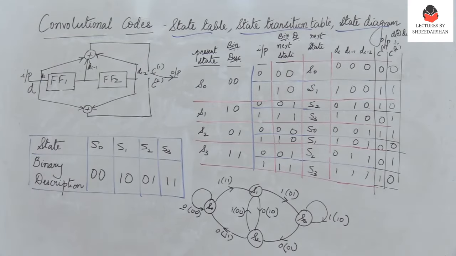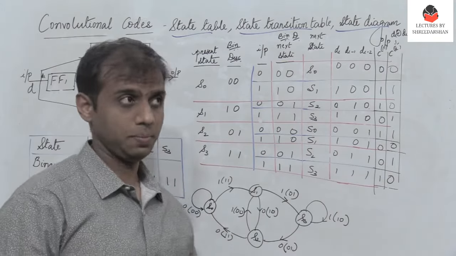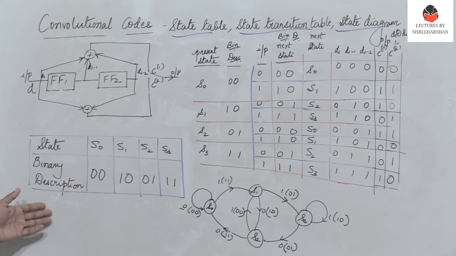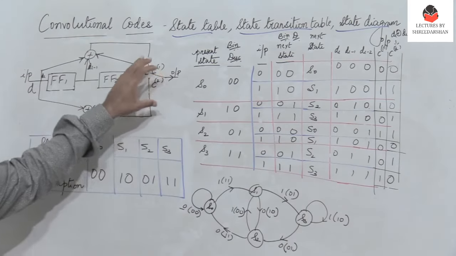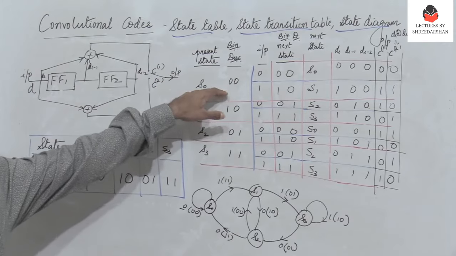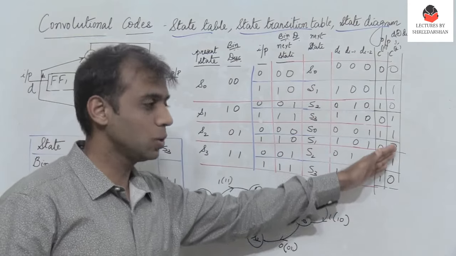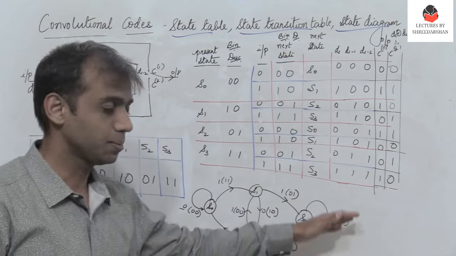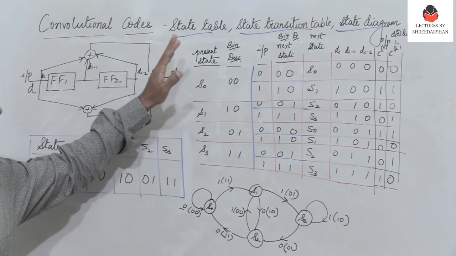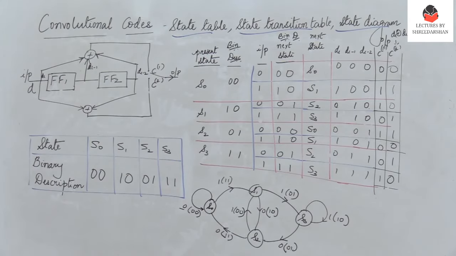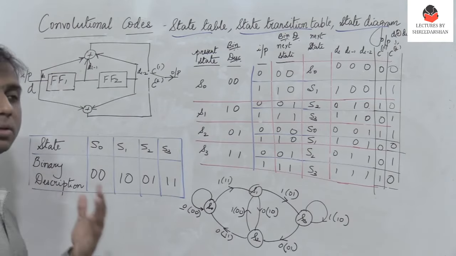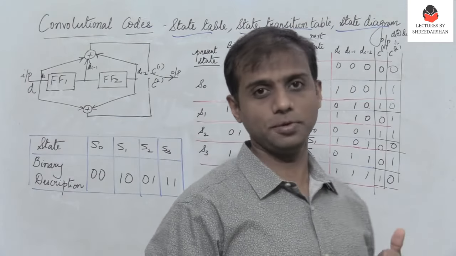So this is how we write the state diagram. To write the state diagram, definitely I need the state transition table. Of course we define the state table, we define the states and their binary description. We have to write the state transition table, and once we know the present state, the inputs, the next state as well as the outputs, then we can write the state diagram. Using the information in the state transition table and the state diagram, we can write the code tree. Using the code tree, we can also find the output for the given sequence of inputs.